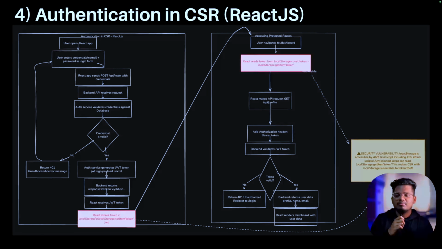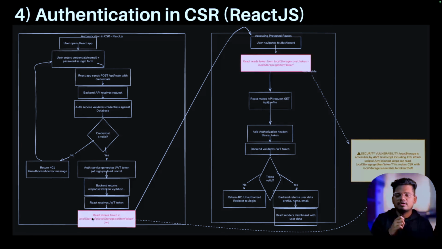But if yes, the credentials are valid, the auth service generates a JWT token using the jwt.sign function with a payload and secret. This token contains encoded user information. Fifth, the backend returns this JWT token in the response. And here is the first major problem. The React app receives this token and immediately stores it in local storage using the localStorage.setItem function.